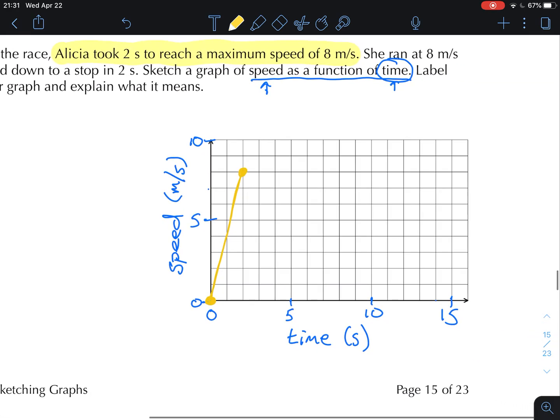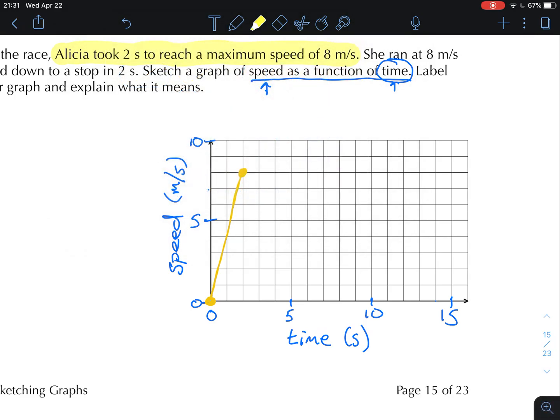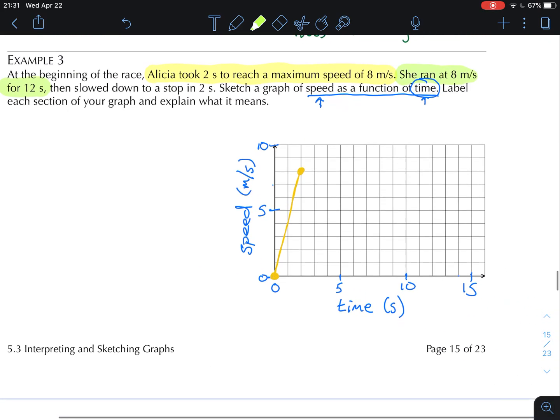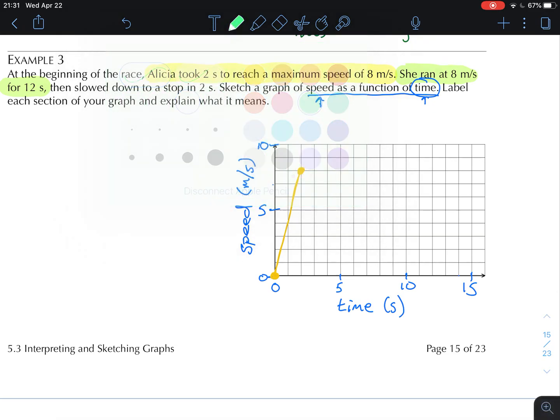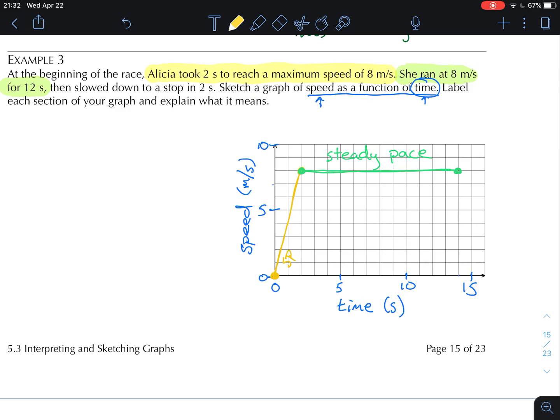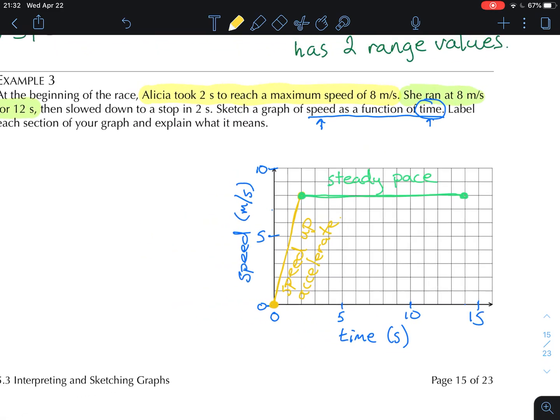She accelerated in the first section from 0 meters per second up to 8 meters per second. Then she ran at 8 meters per second for 12 seconds. So we'll take a look at the second section. She ran at 8 meters per second for 12 seconds. That's the second section. So from here, for 12 seconds, puts her up to 14 seconds right here. So this is steady pace. No acceleration. This section here is speed up. Accelerate.